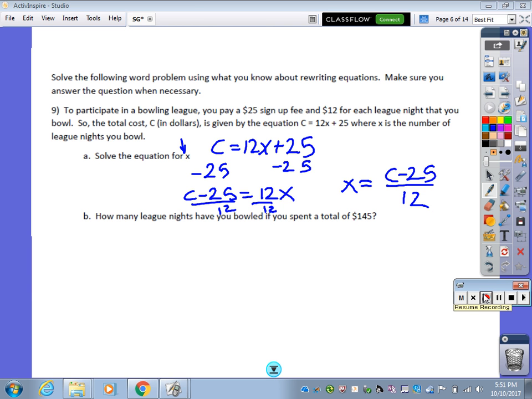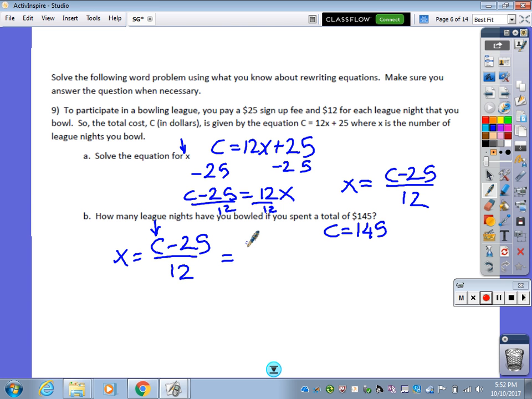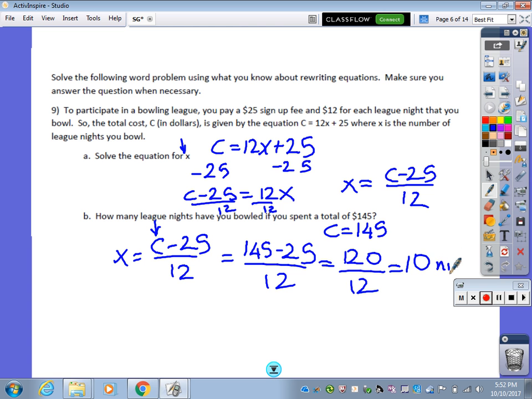Next, we are going to evaluate by using this new formula we created. It says, how many nights have you bowled if you spend a total of 145? This is your total cost of 145. If your total cost of 145, we will just substitute that in. 145 minus 25 divided by 12, which will be 120 divided by 12, which is equal to 10 nights.